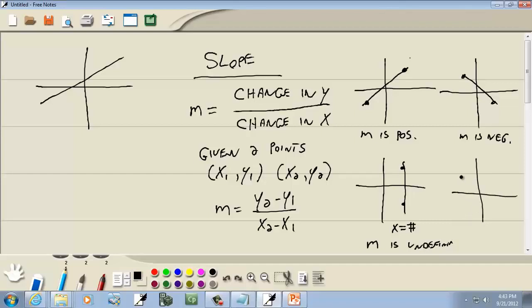And if you've got 2 points and you draw a line between them, and it's straight across, a horizontal line, this is of the form y equal to a number, like y equal to 2 or y equal to 3. In that case, m is equal to 0.